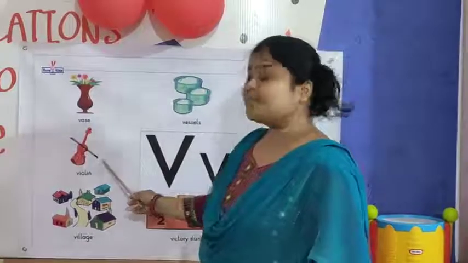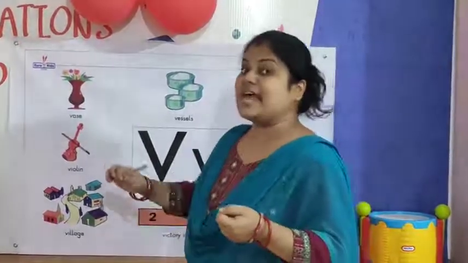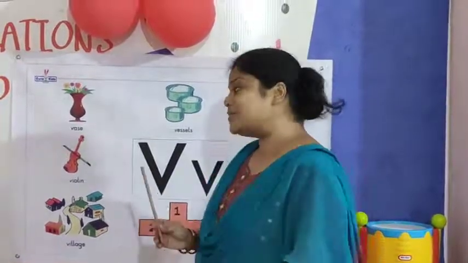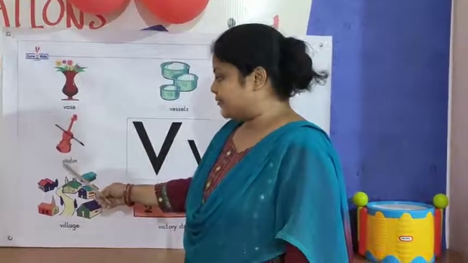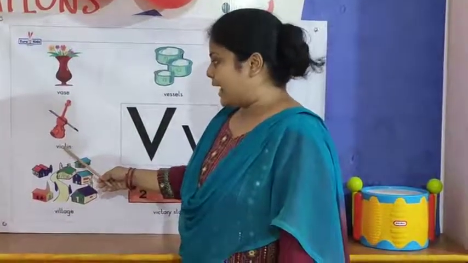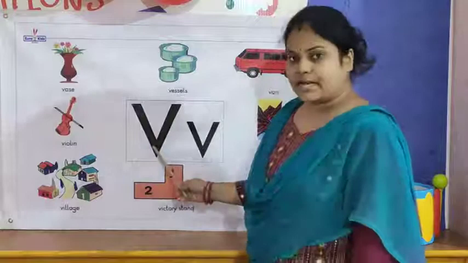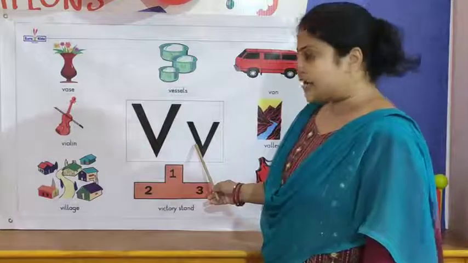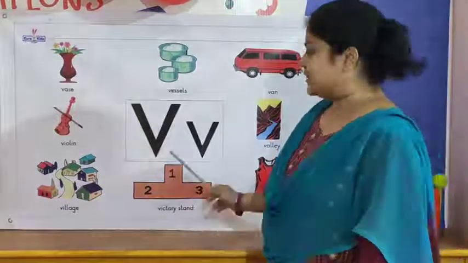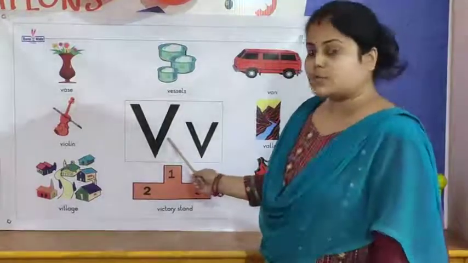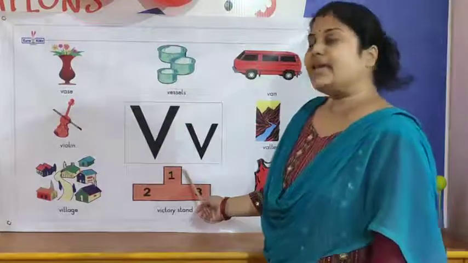And V for violin. We play violin like this and it makes a very soothing music. This is uppercase letter V, and this is lowercase letter v. And look children, there are so many words that start with letter V. And what you have to do? You have to learn all these words with their spelling.